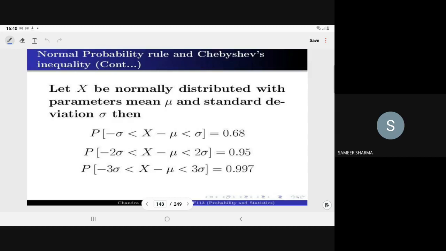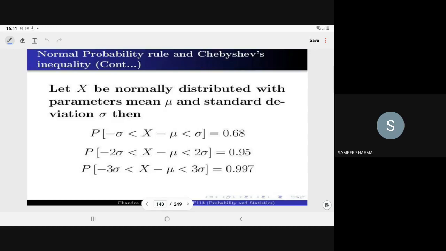The normal probability rule is applicable only when the random variable is normal. If X is normal, then only you can apply the normal probability rule. But Chebyshev inequality is applicable for any random variable. This time it is not in course, but you can apply it for approximating the required probability for any distribution. But the normal probability rule is applicable only for the normal distribution.